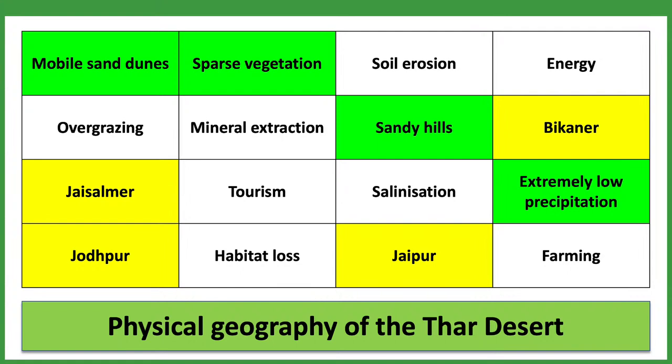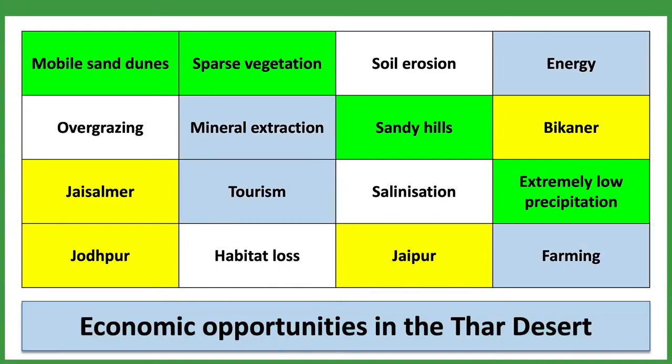Slightly trickier to spot these. Once we get the third group, we can spot the last group, but it's what's their connection. So the third group we're looking for is going to be the economic opportunities of the Thar Desert. So we're looking at, if we have a look at those, Jim, the mineral extraction, tourism, energy, and farming. So agriculture, very important in these areas.